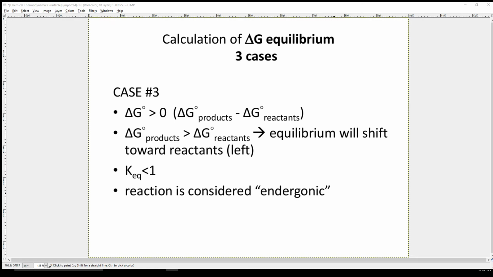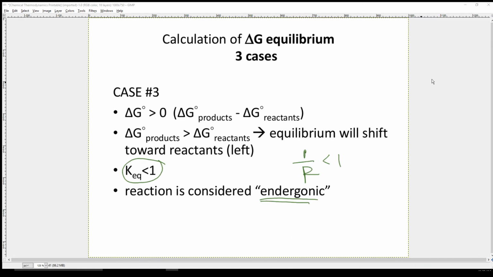So here, the Gibbs free energy is greater than 0, which means the products had more free energy than the reactants, and that's not balanced. So in order to reach equilibrium, it's going to actually shift towards the reactants. Our equilibrium will have more reactants in order to balance out that energy. And if that's the case, we will have less products than reactants, which gives us a number less than 1. That's why we could say our equilibrium constant will be less than 1. And this one's called endergonic.